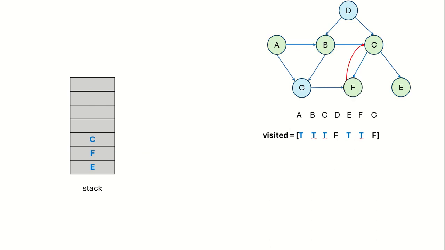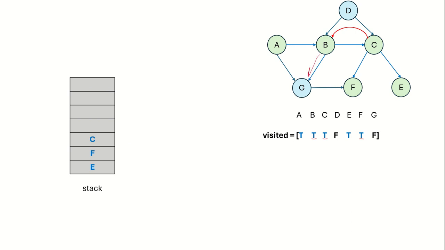So we backtrack to C and now from C we will see what are the unexplored neighbors of C. Now C has no unvisited neighbors. So that means this is a dead end for C also. So C is also pushed onto the stack and now we will go from C to its parent, which was B. So now we are backtracking to B and from B now we see what are the unvisited neighbors.